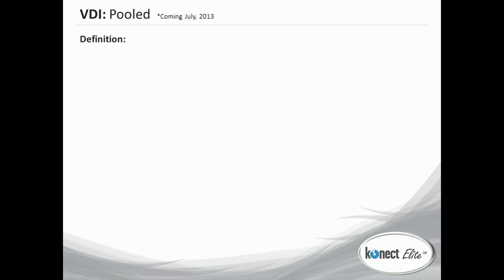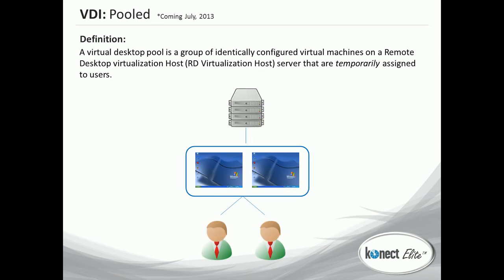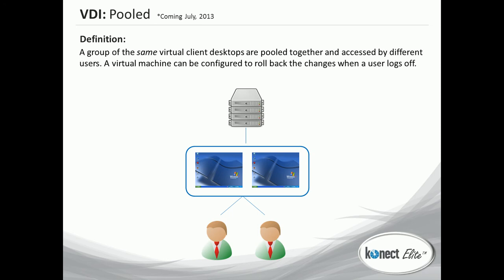Now let's look at pooled VDI desktops. A virtual desktop pool is a group of identically configured VMs on a remote desktop virtualization host server that are temporarily assigned to users. A group of the same VMs are pooled together and accessed by different users. A VM can be configured to roll back the changes when a user logs off.